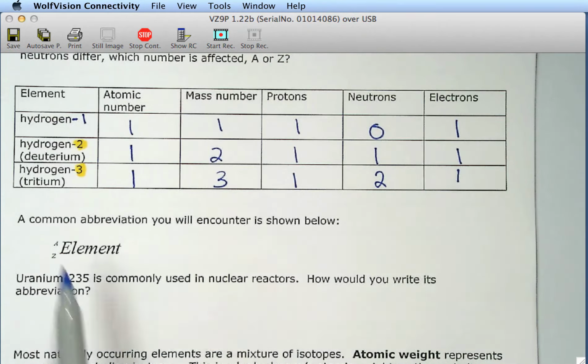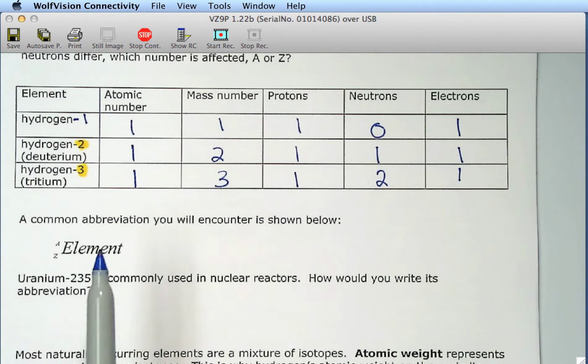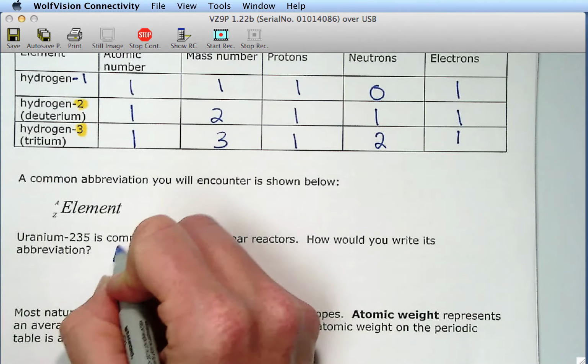We are going to see this abbreviation coming up in our next set of lectures, where you have the element and the element abbreviation. This is the 1-letter or 2-letter abbreviation that you see on the periodic table. And then in the upper left-hand corner is the mass number, and the lower left-hand corner is the atomic number. So uranium 235. What's the mass number on uranium 235? 235.